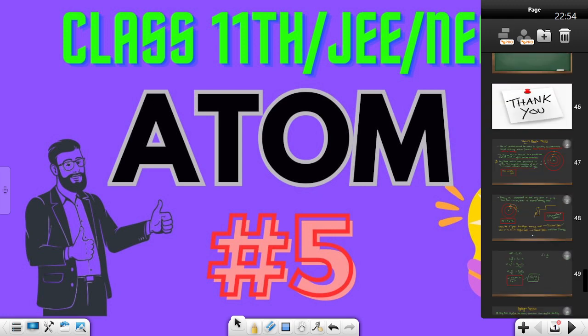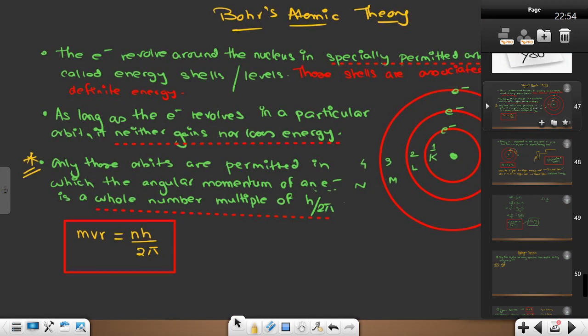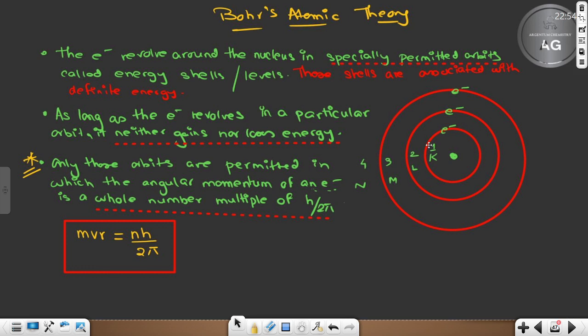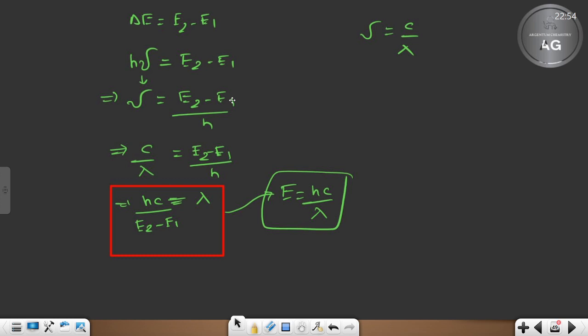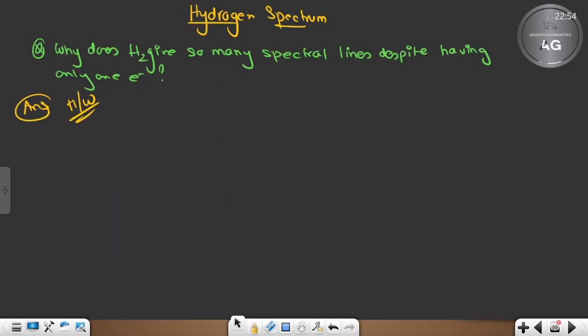In the previous lecture, we discussed Bohr atomic theory, where we saw the energy and the postulates of Bohr. Then we saw the energy difference. Then I gave a homework: why does H2 give so many spectral lines despite having only one electron? What will be the answer to this question?